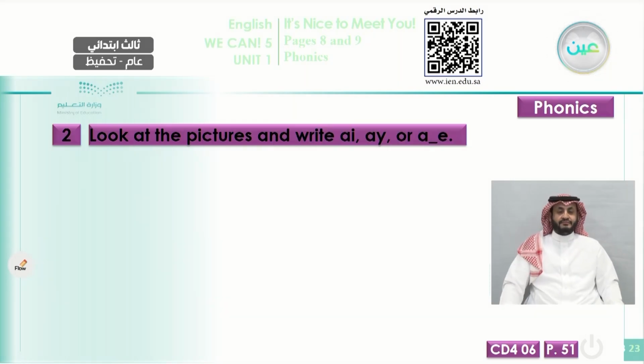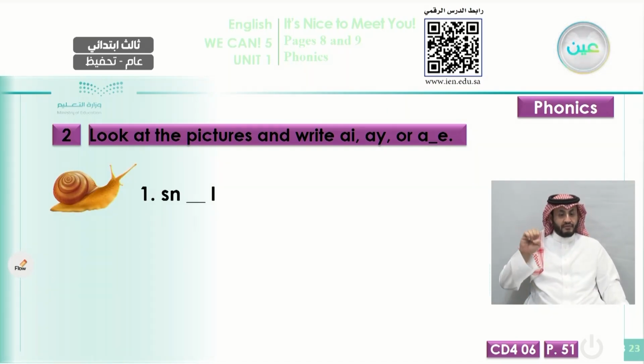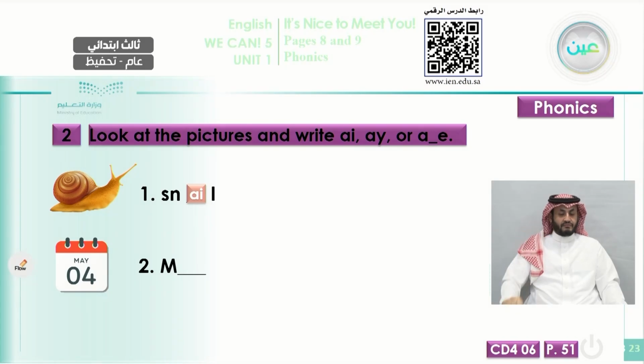Okay, now we move to exercise number 2. Look at the pictures and write A-I, A-Y, or A, then the smart E. Okay, what is this? We call it snail. Okay, so how to spell snail? S-N-A-I-L. Okay, this one is May, the month of May, M-A-Y.